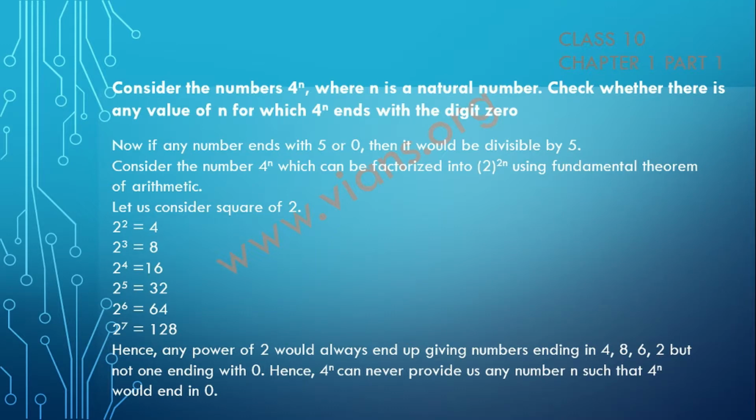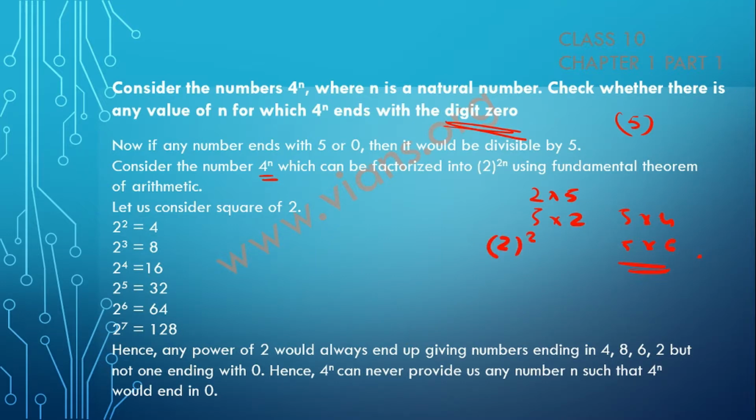For any number to end with the digit 0, it would have to be divisible by 5. You take any example: 2 into 5, 5 into 2, 5 into 4, 5 into 6. It would have to be divisible by 5. Actually, 4 raised to n would have to be divisible by both 5 and 2, but since it's 4 raised to n, we already have a 2.